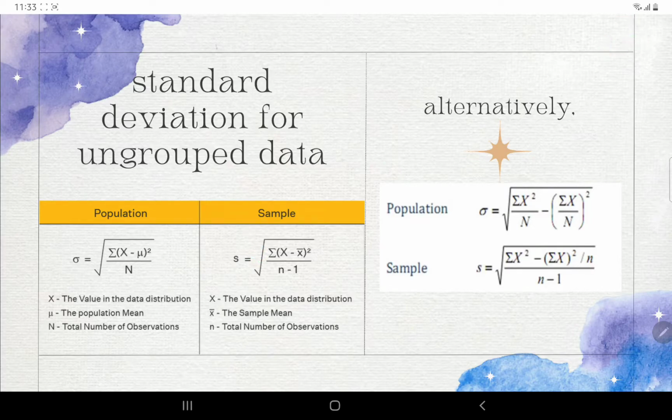Alternatively, these formulas can be simplified into this. This is more or less the same, in its simplest form. So this is the formula for population standard deviation and sample standard deviation. You can use either this one or this one. This is the simplified version.